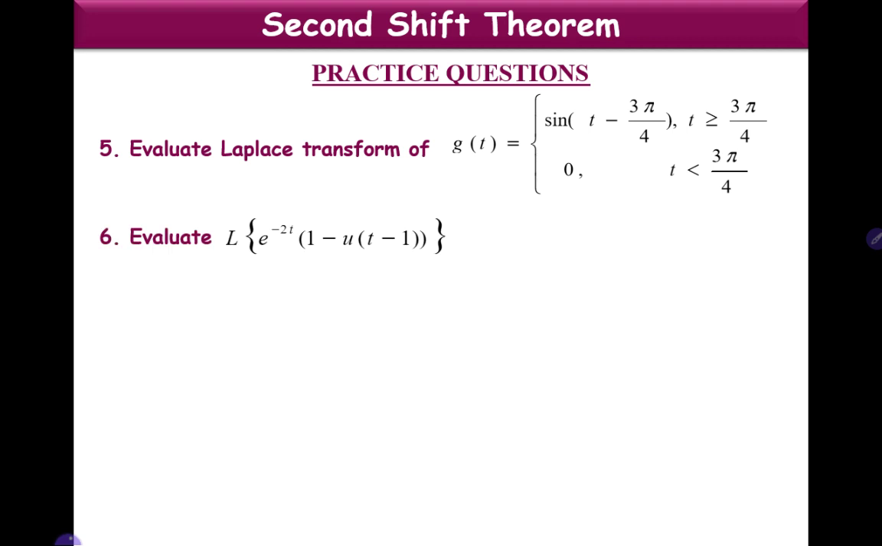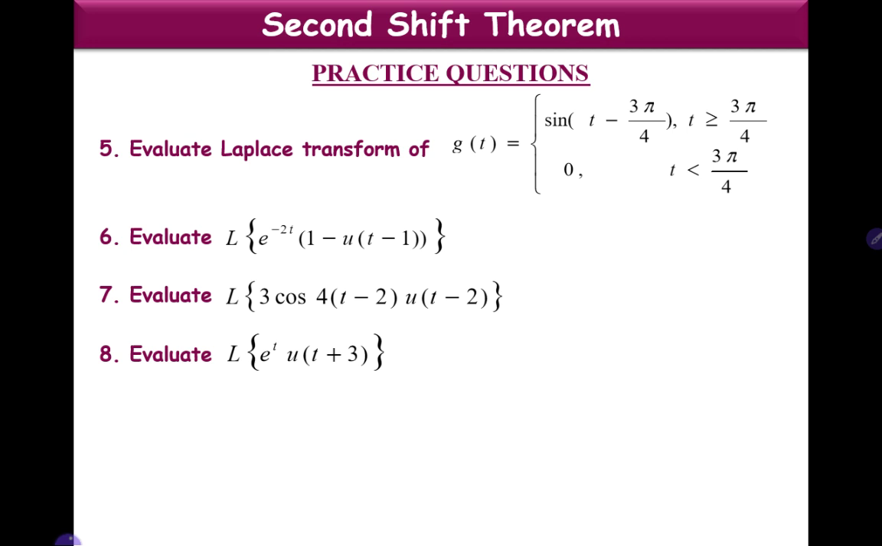And here we are asked to find the Laplace of e power minus 2t into 1 minus u of t minus 1. So first you multiply e power minus 2t to both the terms: e power minus 2t into 1 minus e power minus 2t into u of t minus 1. For finding the Laplace of e power minus 2t into u of t minus 1, you can apply the second shift property, another form of the second shift property. This is a function where you apply that form directly. A is equal to 2 and f of t will be cos 4t.